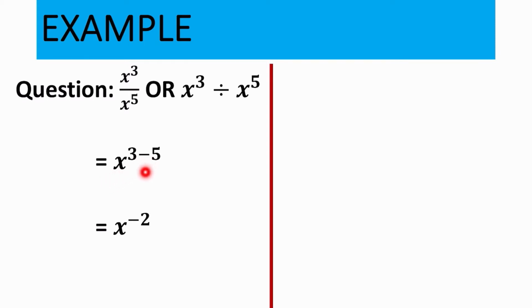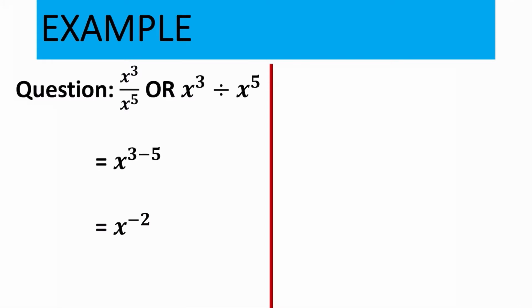We're subtracting 5 from 3. The difference here, in previous examples, we were subtracting the smaller number from the larger number, which gave us a positive. However, in this example, we're subtracting the larger number, which is 5, from the smaller number, and we know that when we subtract a larger number from a smaller number, it's going to give us a negative. Hence, we end up with the answer x to the negative 2 power. Now this is where the law comes in effect.